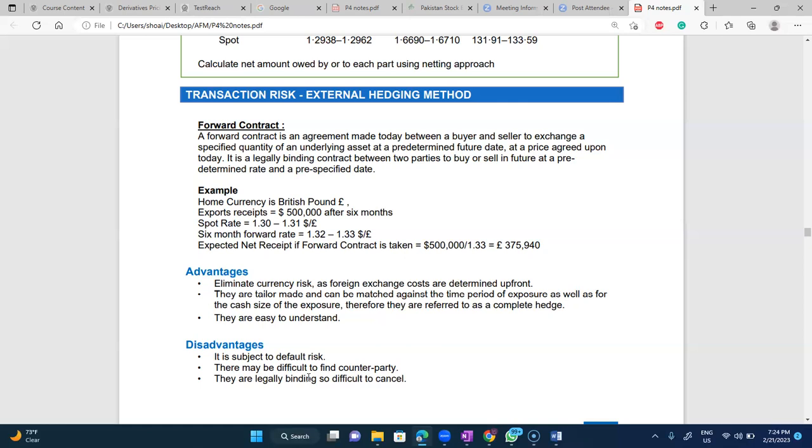The major benefit of forward is it is a customized contract. There is no basis risk. There is no margin requirement. Easy to handle. There is no rounding off of the contracts. But the major disadvantage of forward is that it involves counterparty risk, subject to default risk. It may be difficult to find the counterparty. If you enter into a contract, it is difficult for you to exit from it before the maturity. That is a problem of the forward contract.